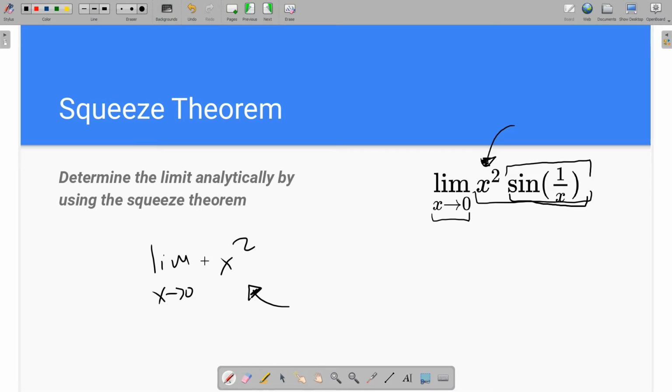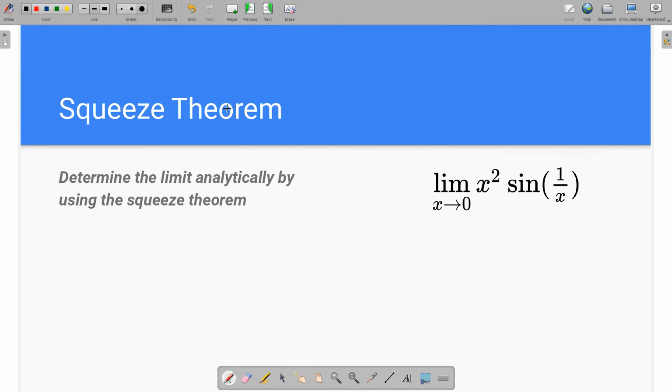And so hopefully you can see that this evaluates to zero, because if you just think about x squared as you get closer and closer to zero from the left and right hand side, your function goes to zero, which means this coefficient gets closer and closer to zero. And so if this first part is getting closer to zero, then the actual amplitude must be shrinking to zero. So at zero, the overall function's limit would be zero.